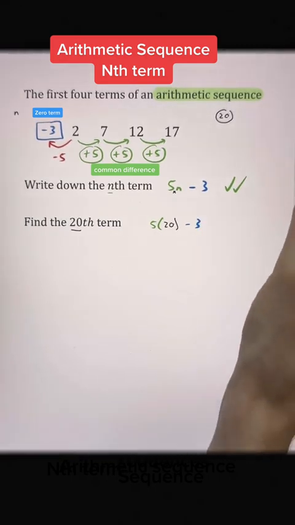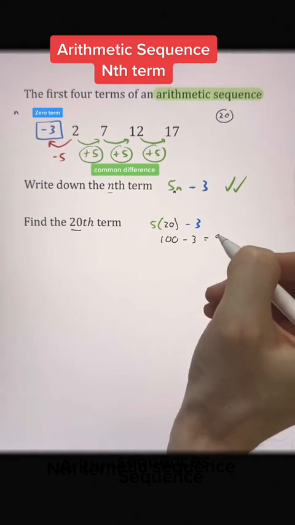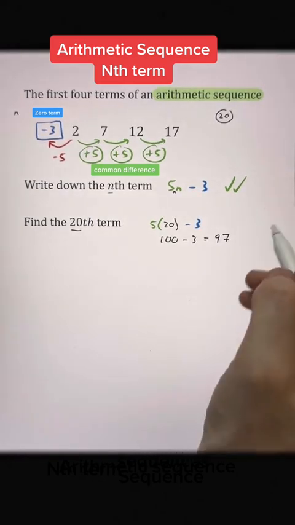Well, 5 times 20 gives us 100. And 100 subtract 3 gives us 97. So the 20th term of our sequence equals 97.